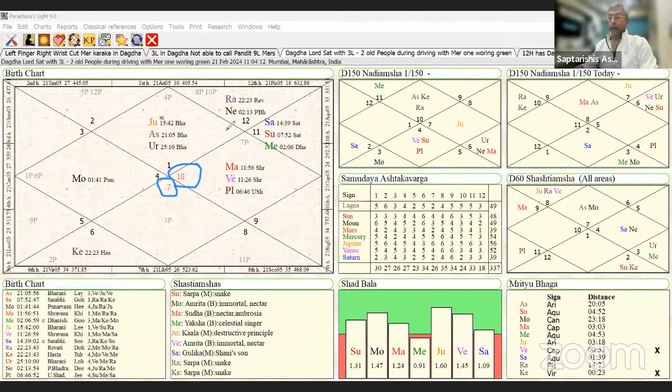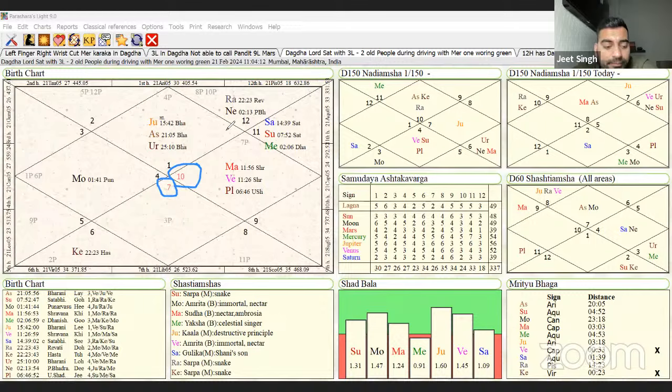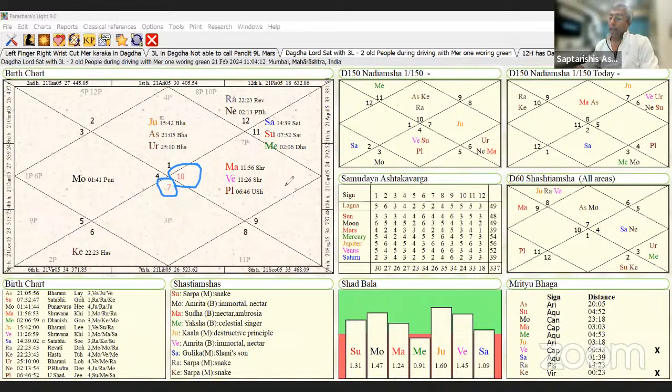Everybody with me? Yes, sir. Now you will say the incident is driving. Okay. This was puja items. Okay. So 2nd from 9th. Forget it. Forget it. But where is our first step? Dagdha Rashi. Our second step is, okay, in the first step, we are not getting anything. Okay.